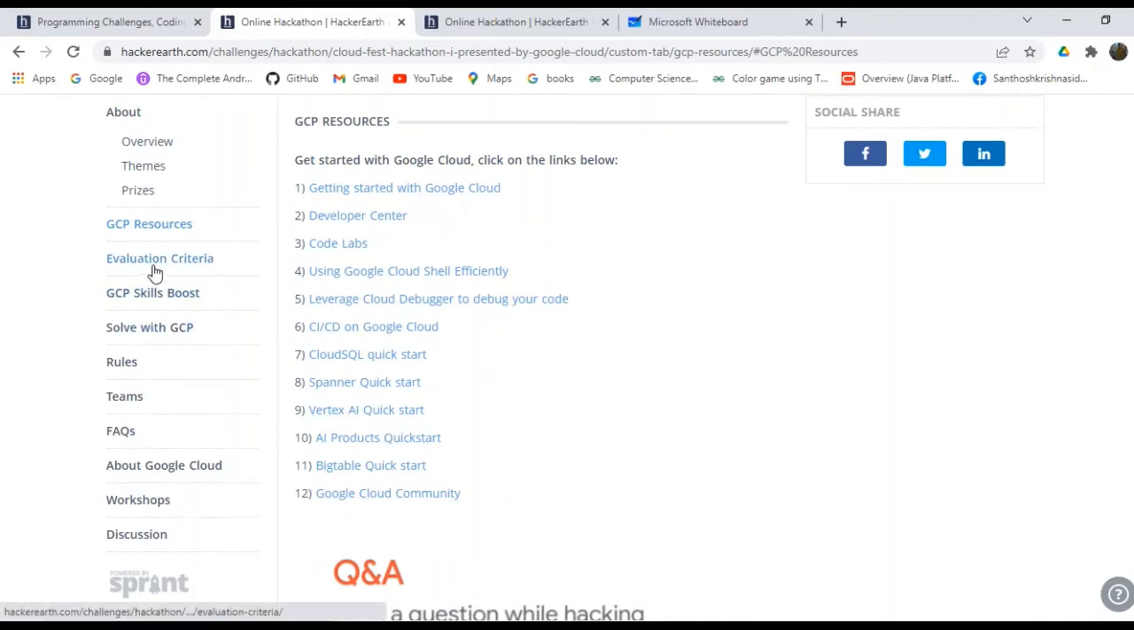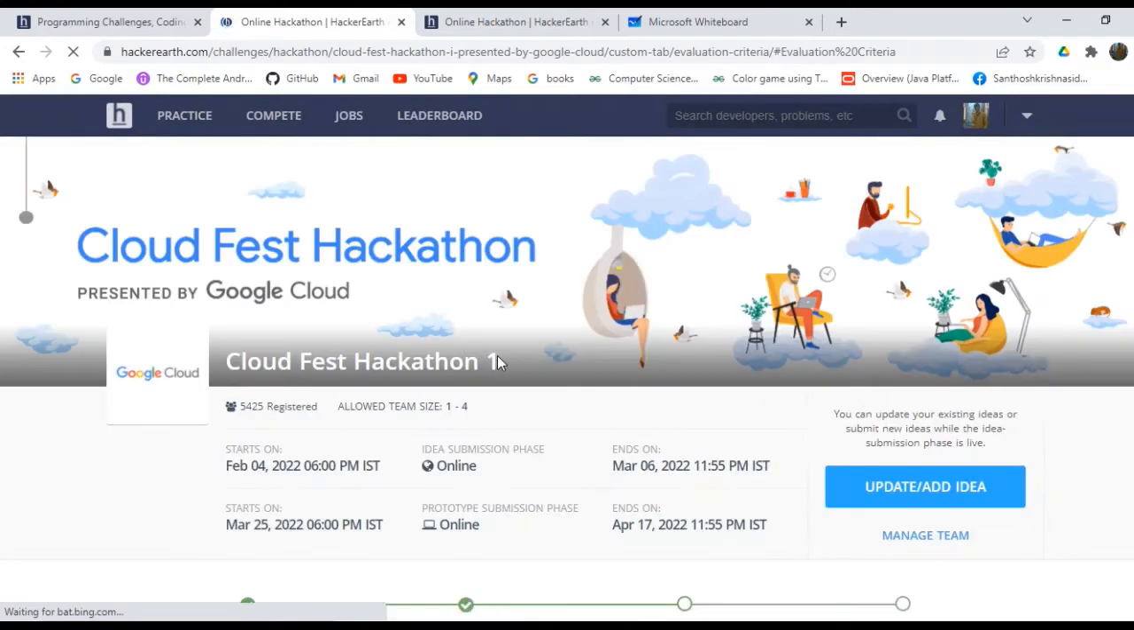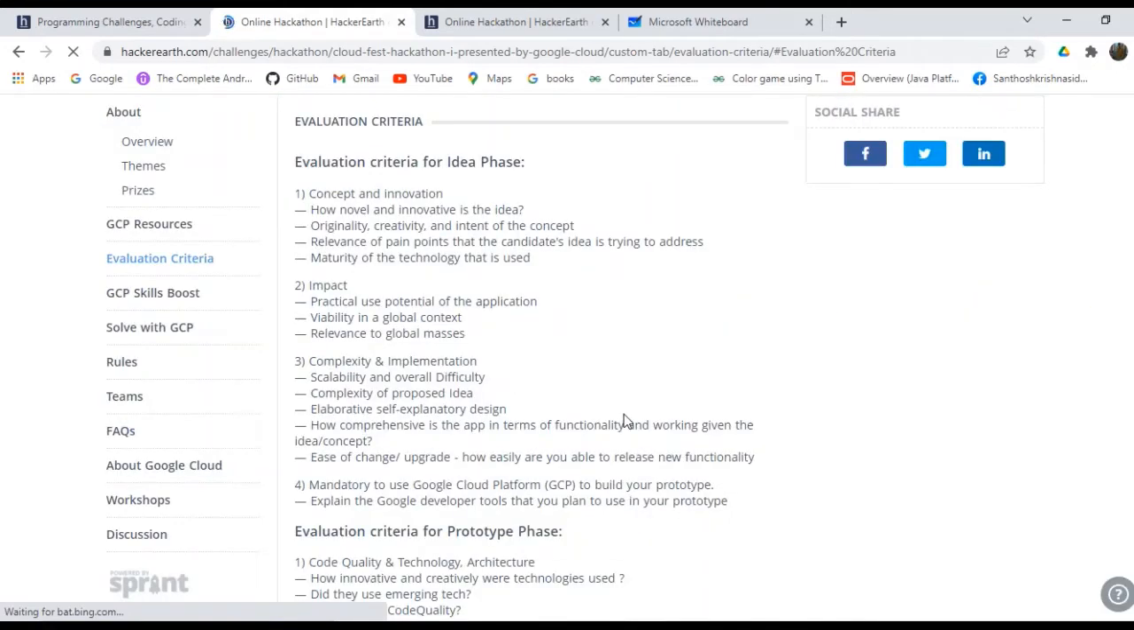Next, evaluation criteria. In the evaluation criteria, first is concept and innovation. Next, impact. Then complexity and implementation. And the last one is that it is mandatory to use GCP, the Google Cloud Platform, to build your prototype. So these are the 4 evaluation criteria for your idea phase. One by one we are going to see in this video.